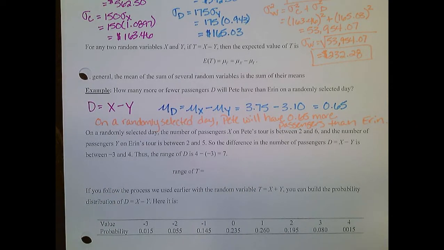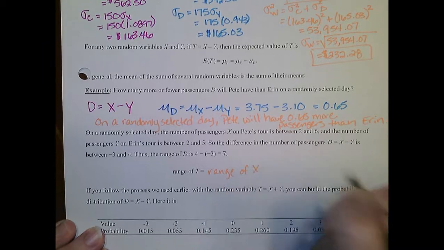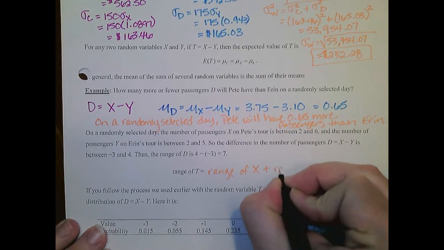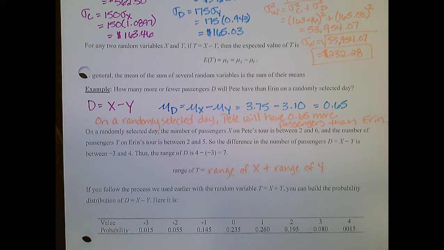It turns out that regardless of whether you're adding or subtracting, the range of T is always going to be the sum of the ranges of each of the random variables. So the range of the total is the sum of the ranges of each individual. So it's the range of X plus the range of Y. In other words, whether we're combining by adding or subtracting the random variables, the range will be calculated the same way by simply adding the ranges of both.